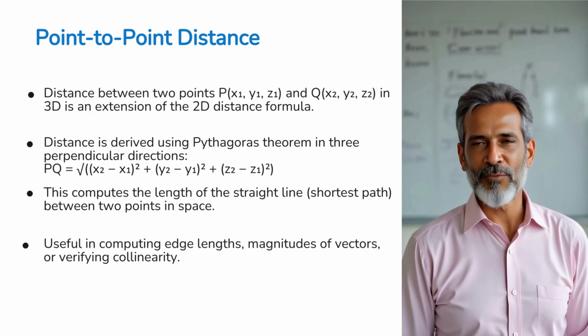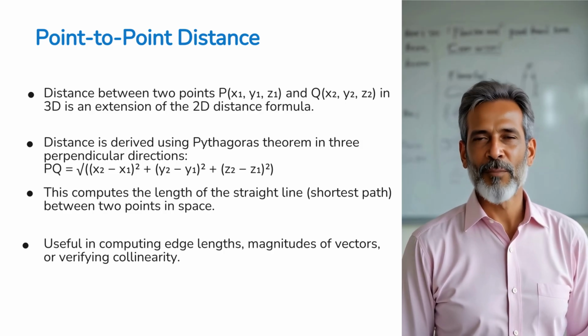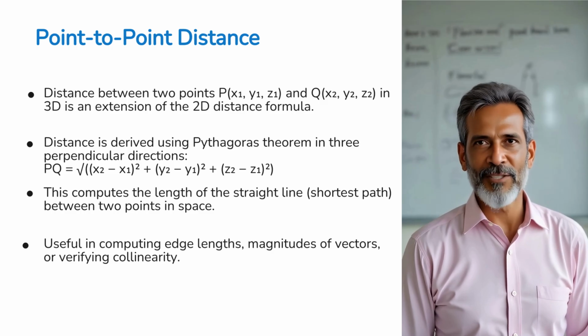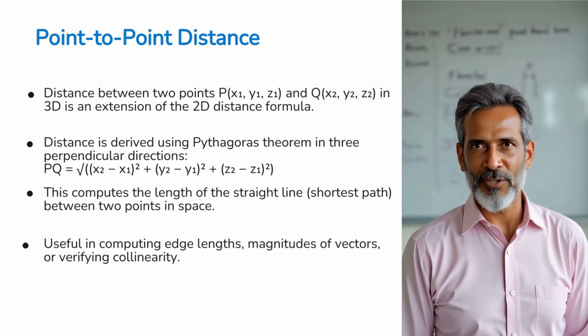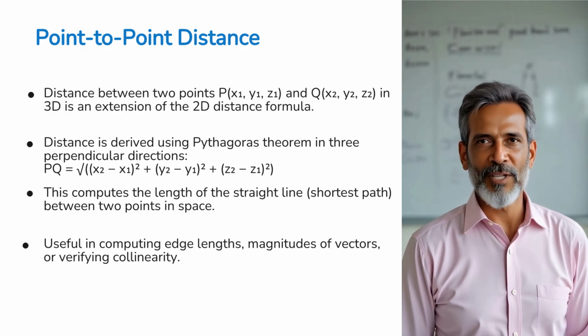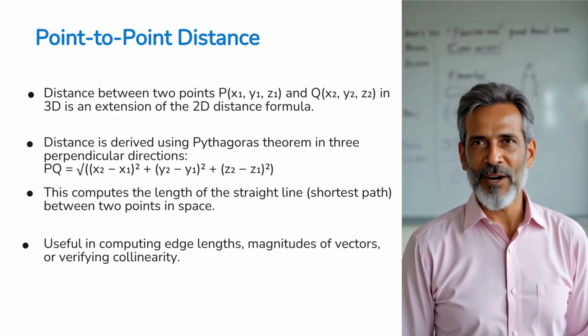This formula comes from applying the Pythagoras theorem in 3 perpendicular directions: length, width, and height. And what it gives us is the length of the straight line, the shortest path, connecting the 2 points in space. This distance calculation is very useful not only for measuring lengths of edges or sides but also in vector magnitudes and checking conditions like collinearity.